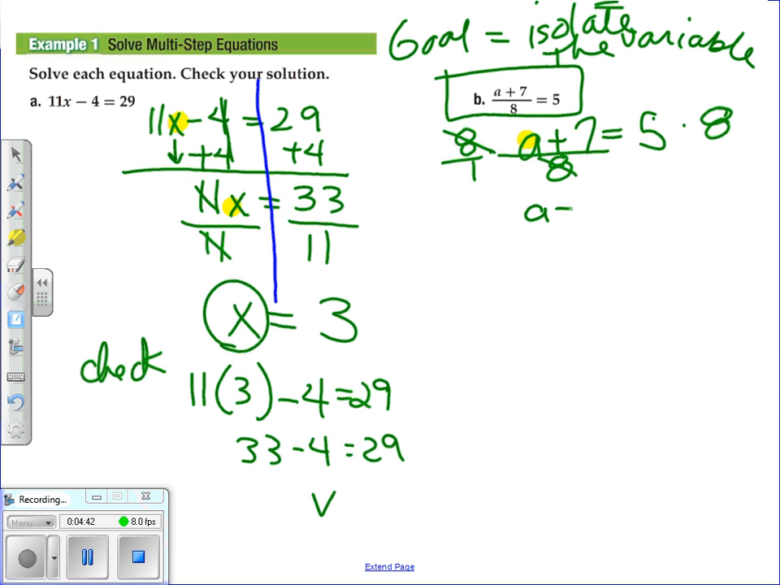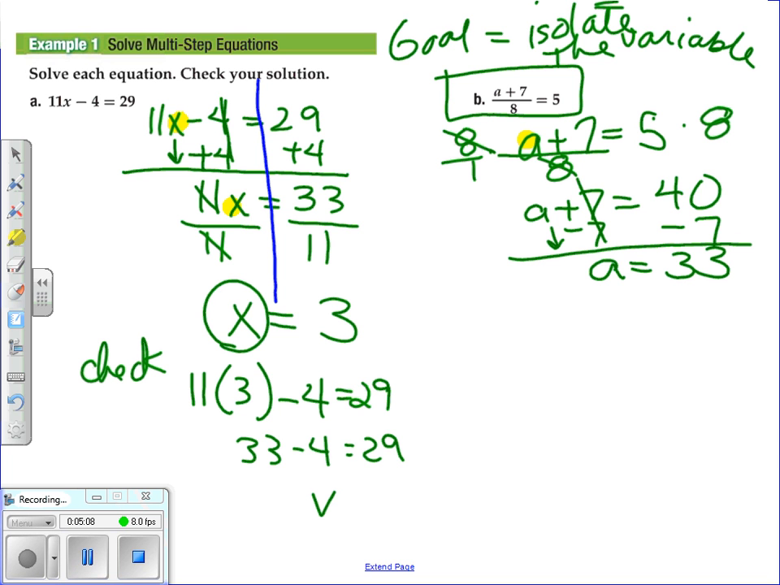So that leaves me with a plus 7 equals 5 times 8, which is 40. Now I have a problem that feels more comfortable. Minus 7, minus 7. Those two cancel out. I underline to show I've subtracted. Bring my a down. It's isolated now, and 40 minus 7 is 33. So a equals 33.